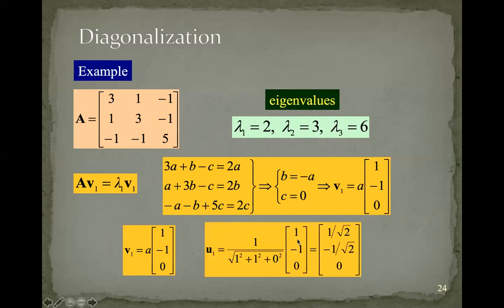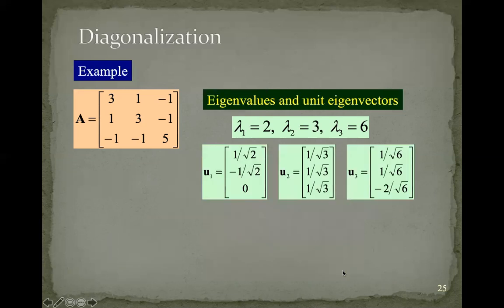So that's all divided by the square root of the summation of the squares of each of the entries. So that would be 1 squared plus 1 squared plus 0 squared, which is root 2. So we find that the first eigenvector associated with the eigenvalue of 2 would be 1 over root 2, minus 1 over root 2, and 0. Okay. Then we continue the procedure so that we can find eigenvector 2 associated with the eigenvalue 3, and eigenvector 3 associated with the eigenvalue 6.